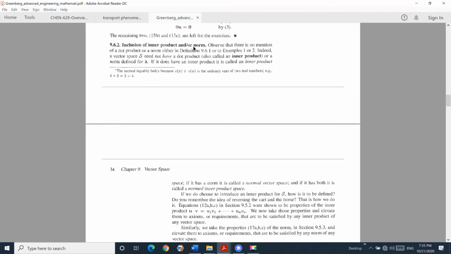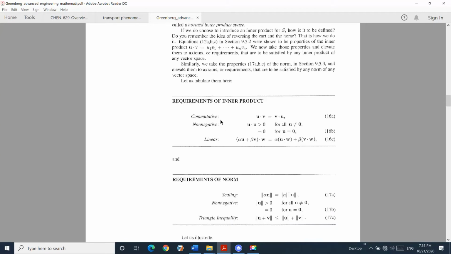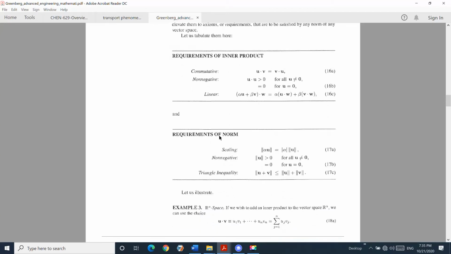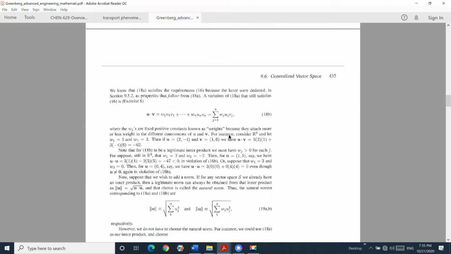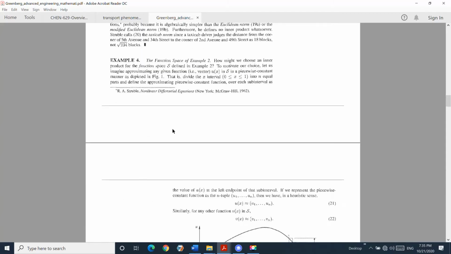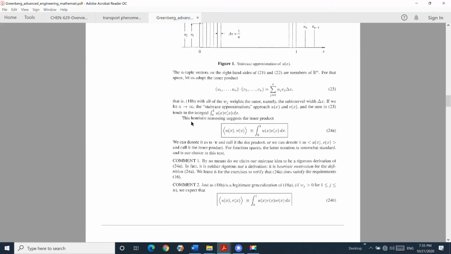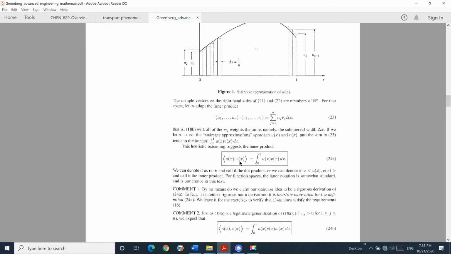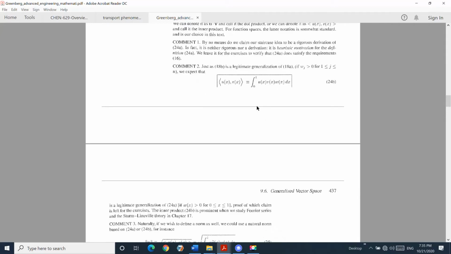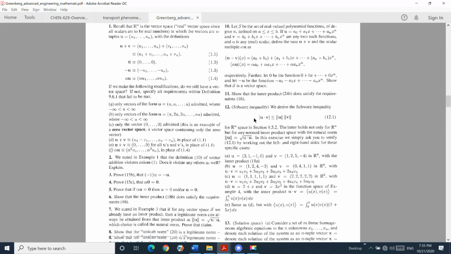Inner product and norm here. The requirement of the inner product and of the norm gives the dot product between two vectors, and the norm of any vector. Let's say the norm between two functions is given like this. So, closure in here.